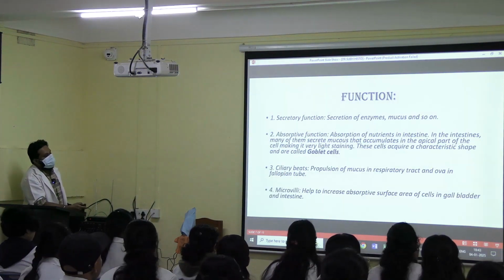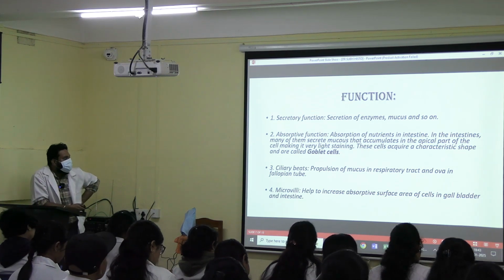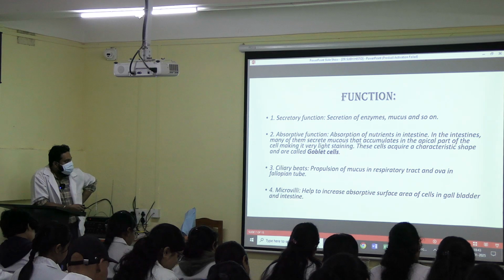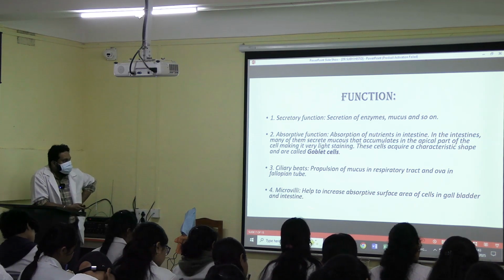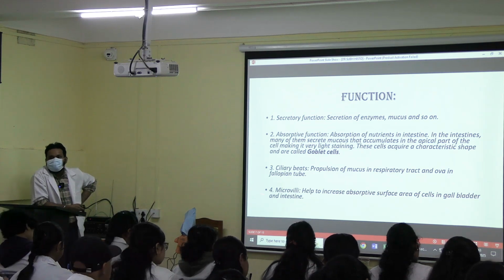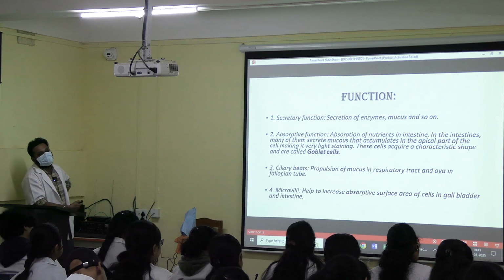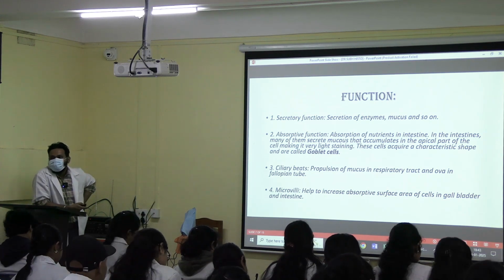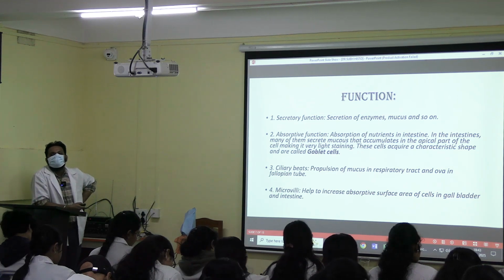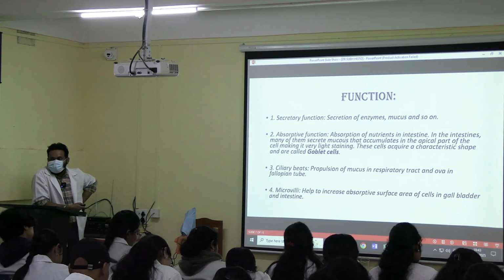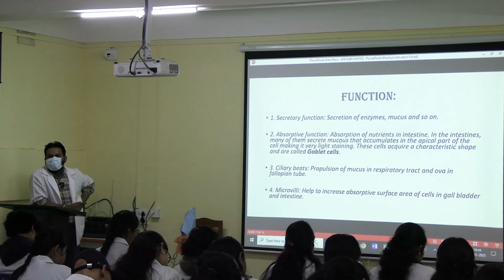Start writing. Function of cilia: propulsion of mucus in respiratory tract and ova in fallopian tube. Microvilli help to increase the absorptive surface. Where? In the GI tract, intestine and gallbladder. And it also has a secretory function, that is, it secretes mucus and enzyme. There are goblet cells present in the intestine. So don't forget the property.